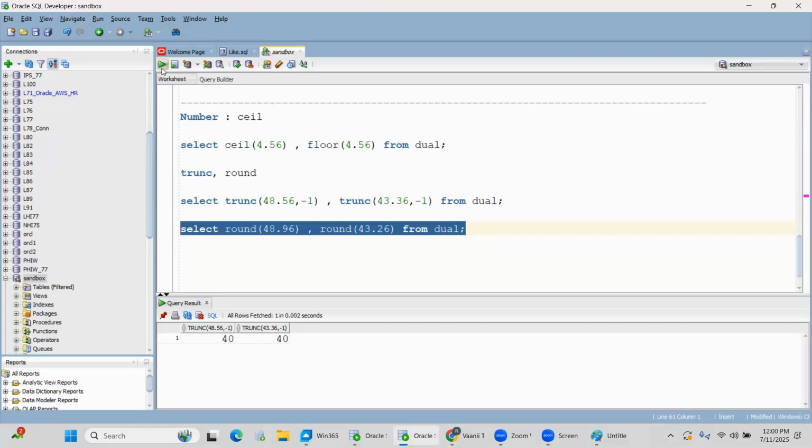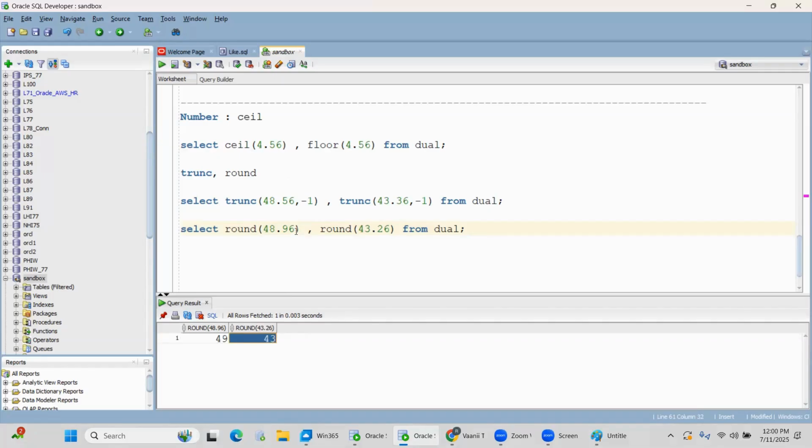So if you see the result here, of course that's correct also, right? If it is 48.96, so $48.96, if you round it, then it should go to $49. But if it is $43.26, then it will come to 43.